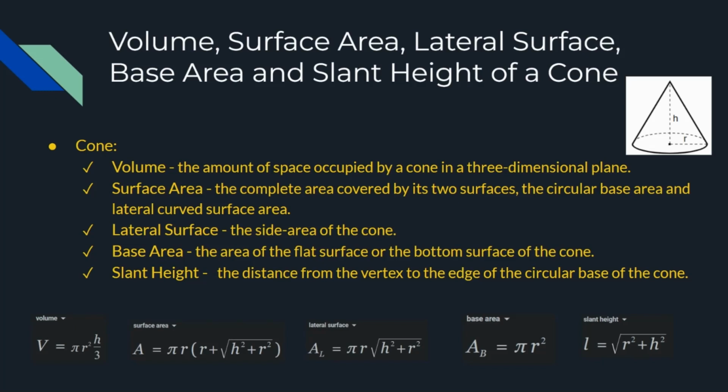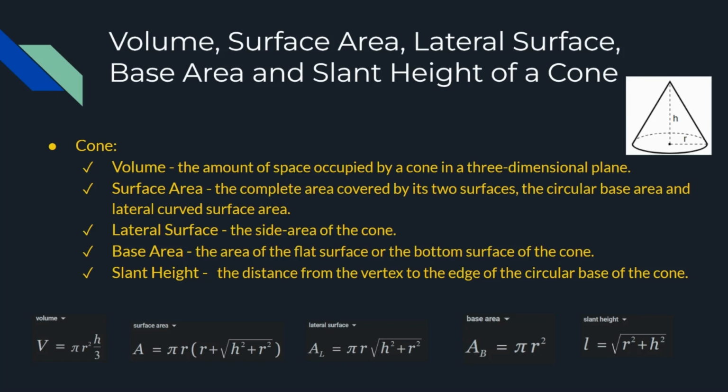Surface area of a cone is the complete area covered by its two surfaces, the circular base area and lateral curved surface area. There are two different formulas for surface area, however, for this tutorial we will be using pi multiplied by the radius plus the square root of the height squared plus the radius squared. The lateral surface area is the side area of the cone. The lateral surface area is calculated by pi multiplied by the radius multiplied by the square root of the height squared plus the radius squared.